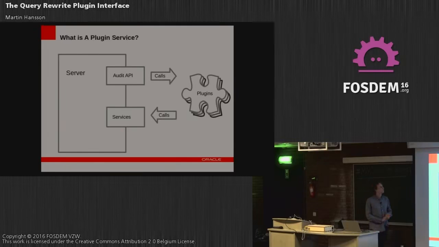So what is a plugin service? Plugins can't do very much on their own without some help from the server, especially post-parse plugins, because they only have an opaque pointer to the THD object, and opaque is just a fancy word for a void pointer, so it can't do anything with it. So in plugin services, the flow goes like this. The Audit API calls out to the plugins, plugins do some execution, and while they're doing that, they might call up some functionality from the server. And functionality from the server offered to plugins is what we call a service.